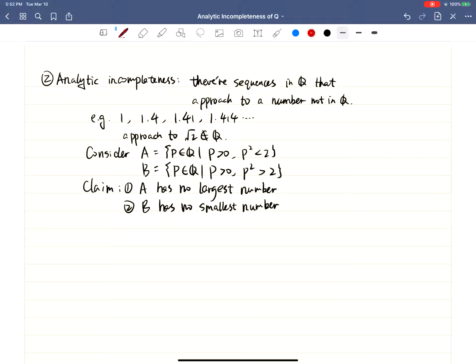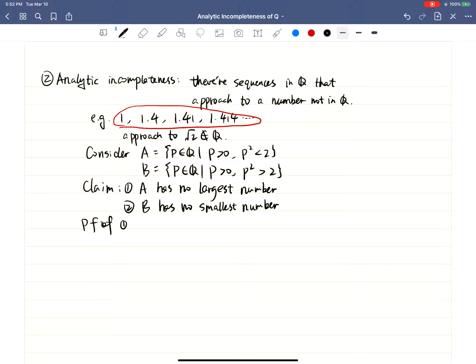And as you can see, the sequence we have just mentioned above, these numbers are all in the set A, and it's getting larger and larger, and it's getting closer and closer to the square root of 2, but it never actually gets there. Okay, there is no largest number in this set. So how do we prove it? So let's first prove the first part of the claim.